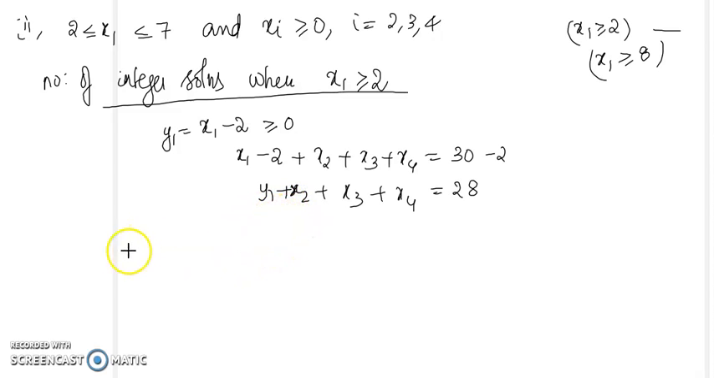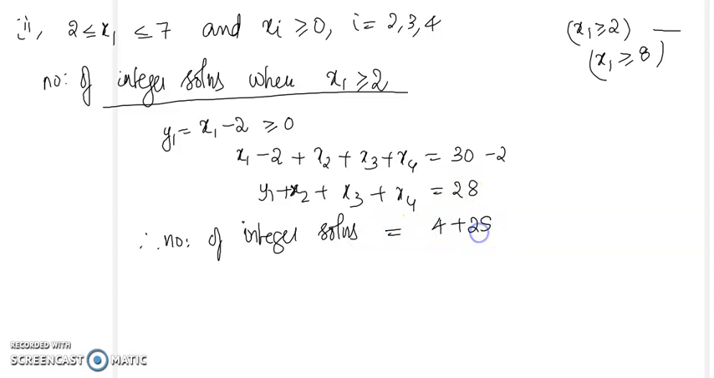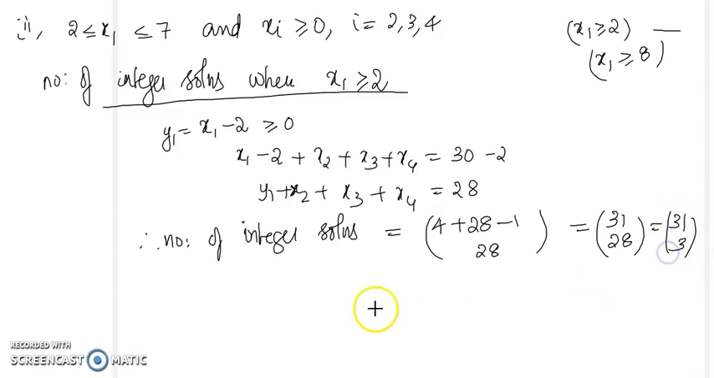So the number of integer solutions will be, so that will be 4 plus 28 minus 1 C 28, so that will be 31 C 28, or you will get 31 C 3.